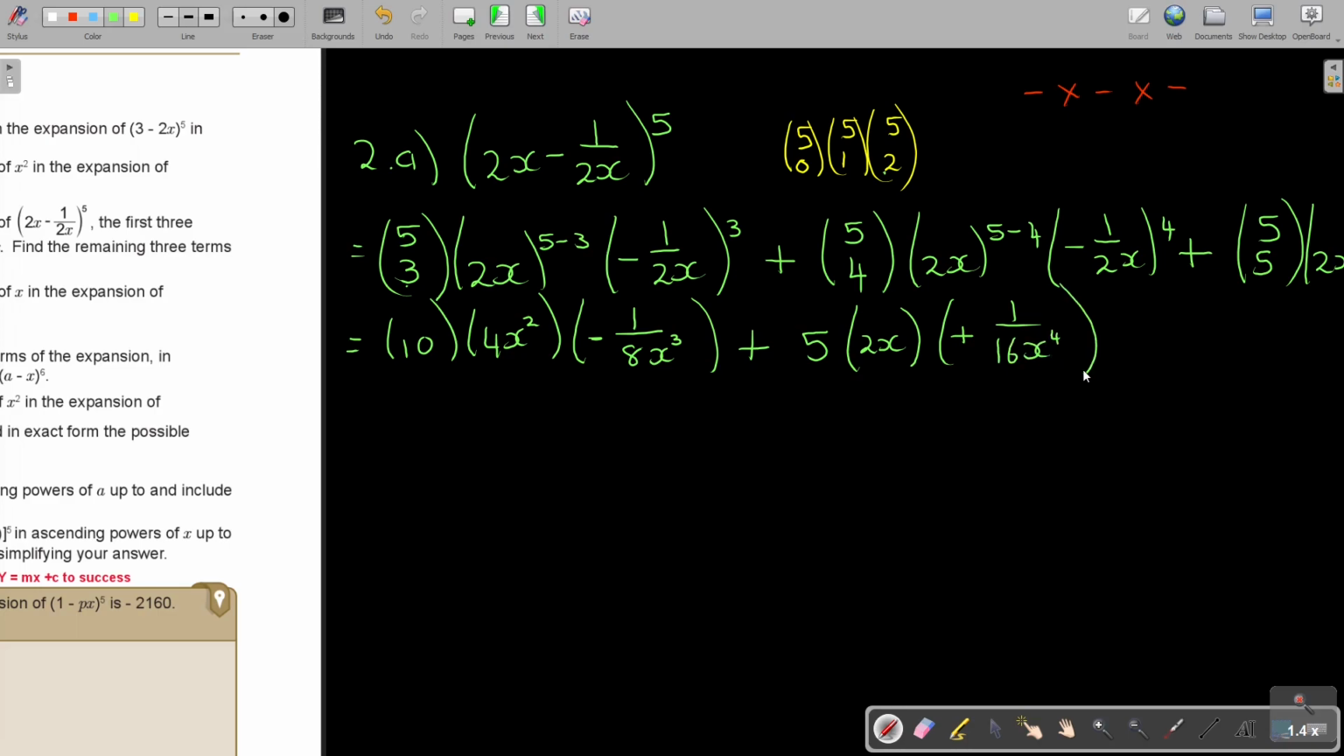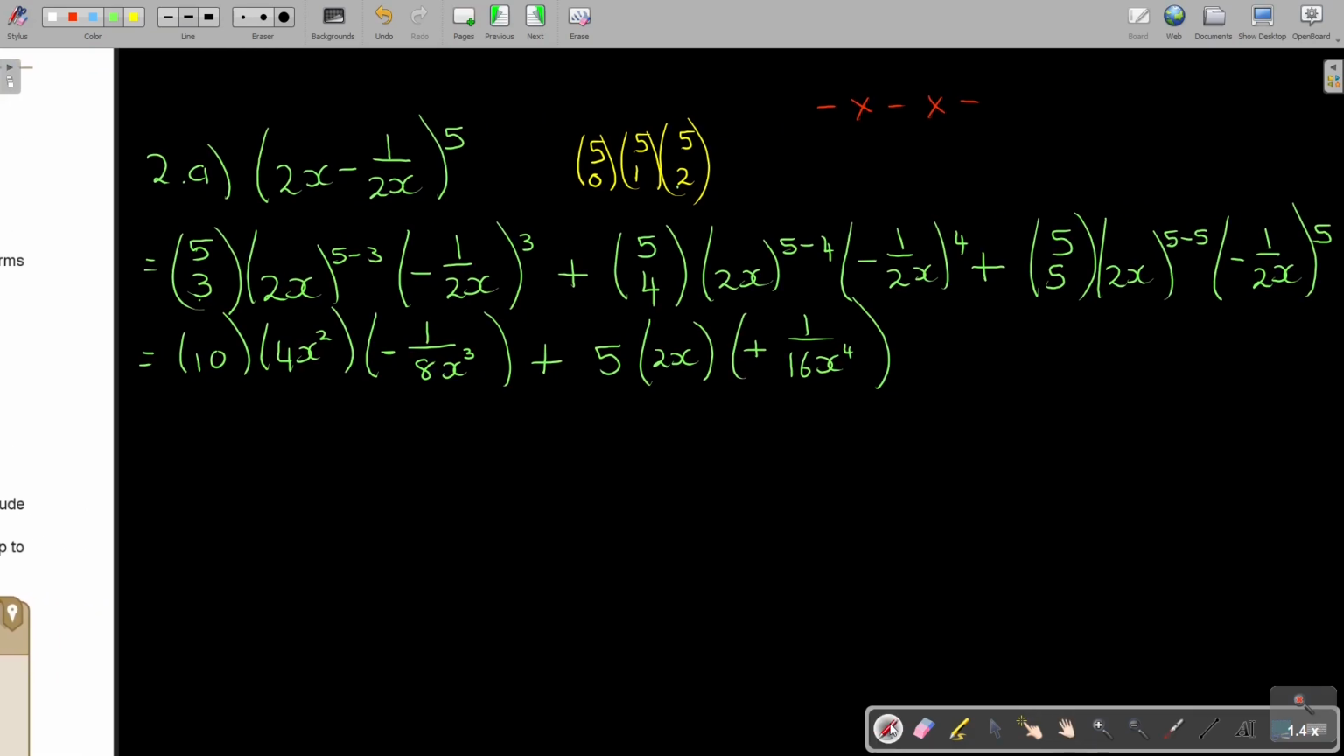And then the final one, 5 nCr 5, it's going to be 1. This is to the power of 0, so this is going to be 1. This is 5 negative signs, so it's odd, so it's negative. Then 1. 2 to the power of 5 is 32, and then x to the power of 5.